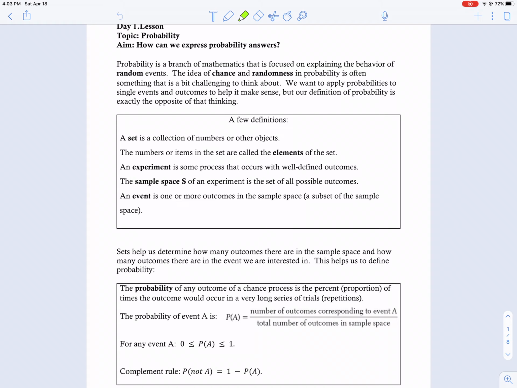So as you guys know, probability, there's a lot of notes today. It's a branch of mathematics that is focused on explaining behavior of random events. It's the idea of chance or randomness. In probability, that is often something that is a bit challenging to think about. So we do want to apply these to single event outcomes and help in making sense. You guys can read this. I don't need to read this to you.